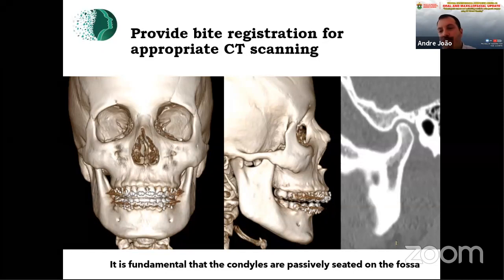So I don't know if I'm being clear, but if when you take the CT scan the condyle is out of the fossa, it's going to change whatever you're going to find during the surgery. So I usually take a bite registration. I put the patient in the position that I want, and then he goes to the imaging center, puts in this bite registration that I created, and takes the CT scan using this device.